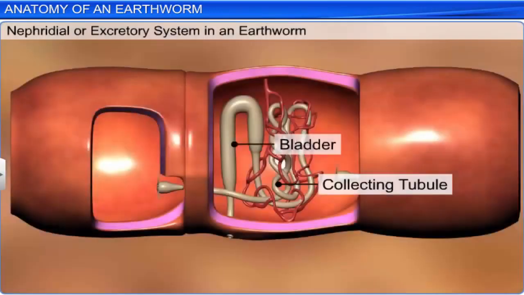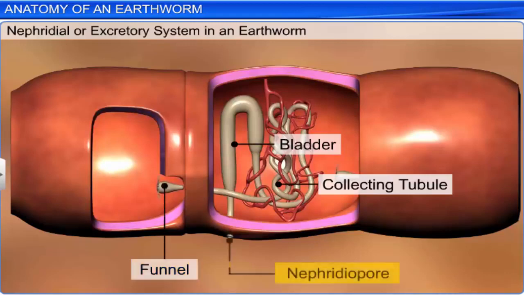Each nephridium has a funnel that collects excess coelomic fluid. This funnel links to a tubular part of the nephridium from where waste is discharged through nephridiopores.